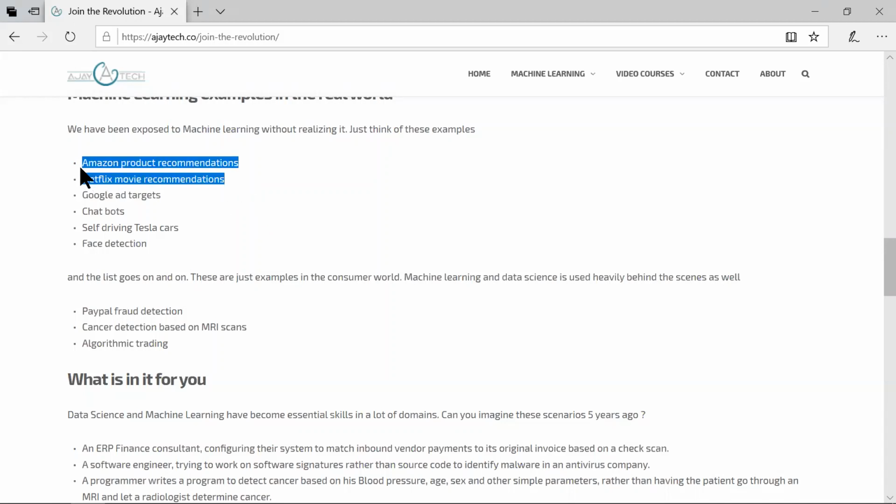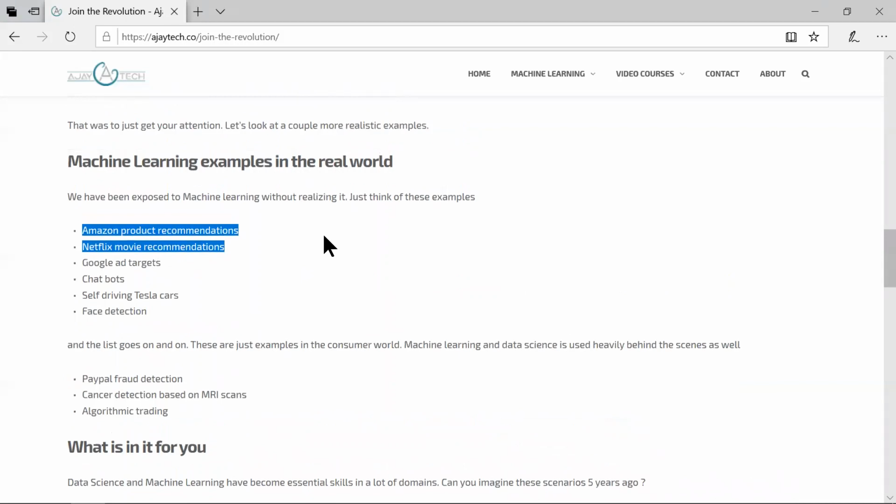These two are actually examples of what is called a product recommendation engine, or it's also called market basket analysis. This was invented much long ago, probably 20 years ago. This is not new. Amazon and Netflix have just implemented it in their system on a much massive scale with so much data that you tend to see those results very effectively.